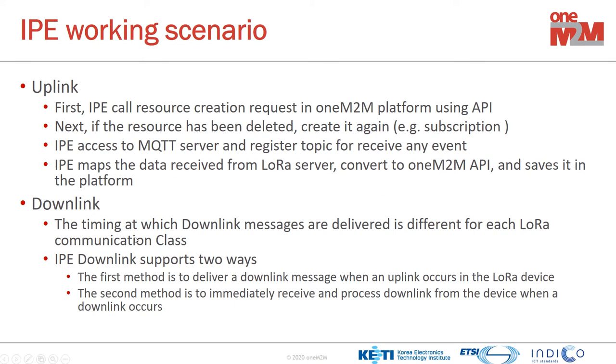And downlink, this is the vice versa. When there are actuation messages or downlink messages, depending on the LoRa class mode, like class A, B, C, it will finally get to the device depending on the setting.